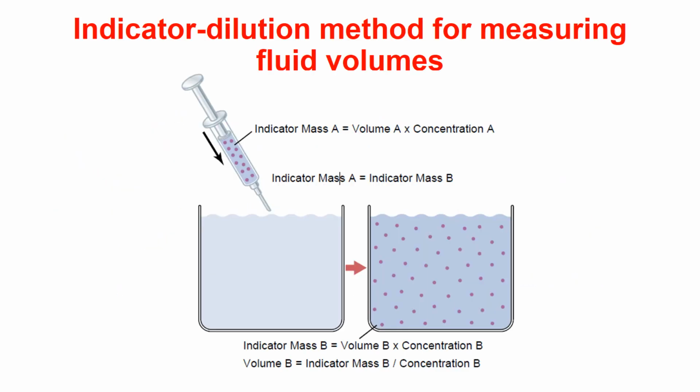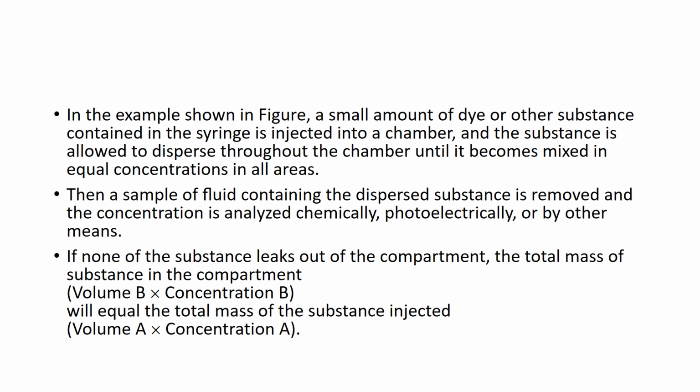In the example shown in the figure, a small amount of dye or other substance contained in the syringe is injected into a chamber, and the substance is allowed to disperse throughout the chamber until it becomes mixed in equal concentrations in all areas. Then a sample of fluid containing the dispersed substance is removed and the concentration is analyzed chemically, photoelectrically, or by other means. If none of the substance leaks out of the compartment, the total mass of substance in the compartment, volume B multiplied by concentration B, will equal the total mass of the substance injected, volume A multiplied by concentration A. This slide can be stopped and read.